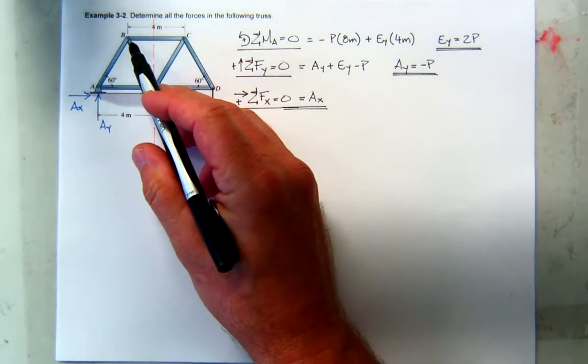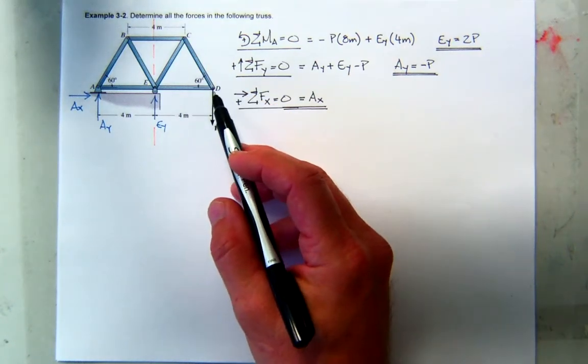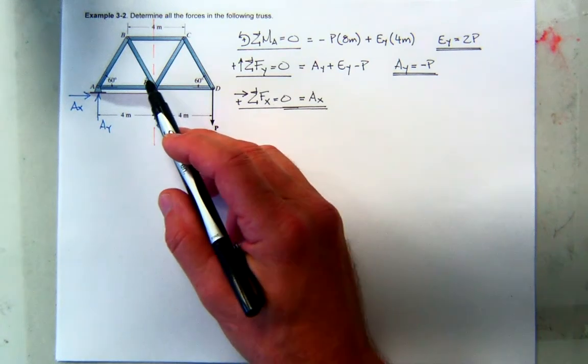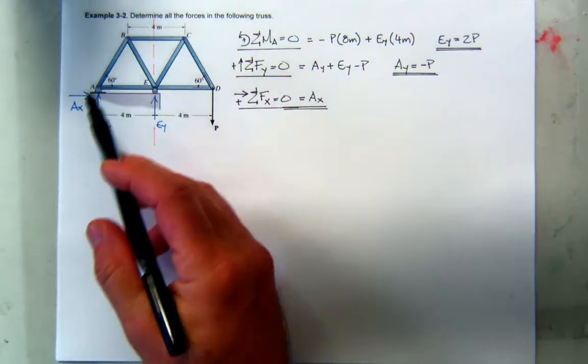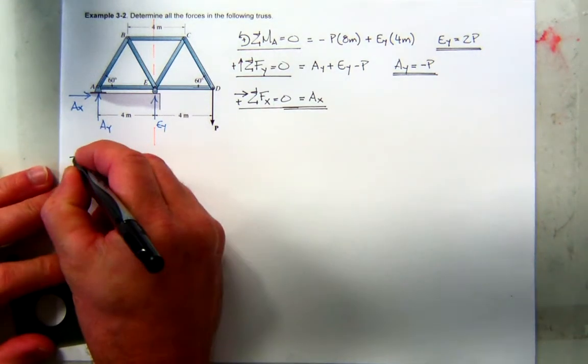So if we can't go to B, we can't go to its mirror image at C. What about D? Can I go to D? Yeah, sure. What about E? No, that's the worst place to start. There are 1, 2, 3, 4 unknowns and only 2 equations. So we can either go A or D. Alphabetically, we'll go A.